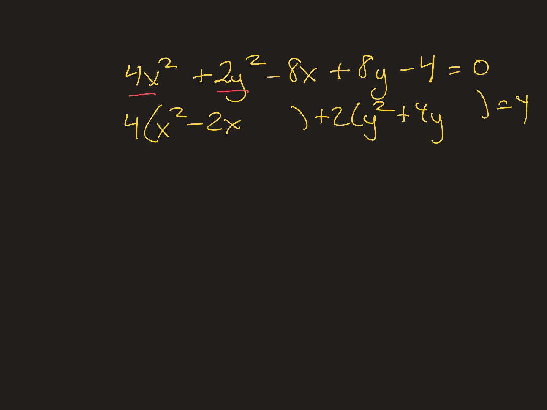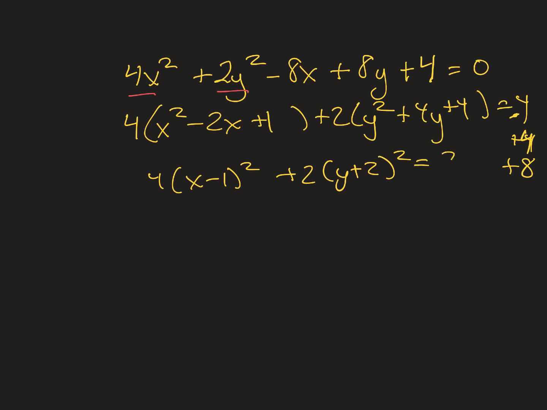Half that linear coefficient, squared, so plus 1 means I add plus 4. And you know what? I'm going to change this to a +4, sorry about that, and make this a -4. Just want it to work out a little bit better. Okay, so half of 4 is 2, squared is 4, which means I've got to add 8 to the other side. So I've got 4 times (x minus 1) squared plus 2 times (y plus 2) squared equals 8.